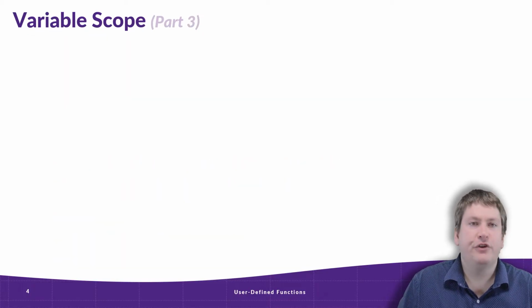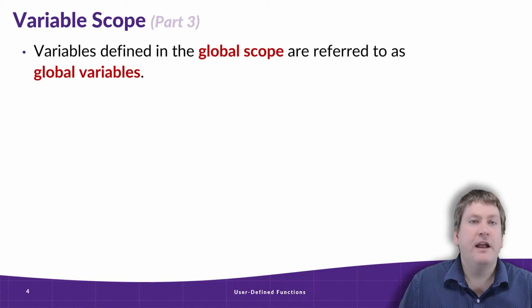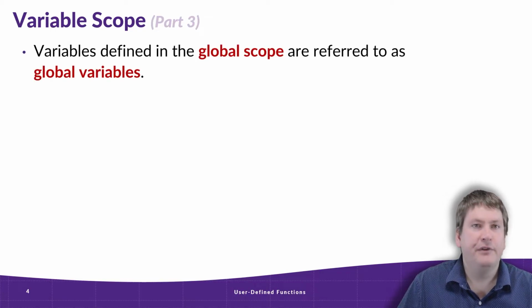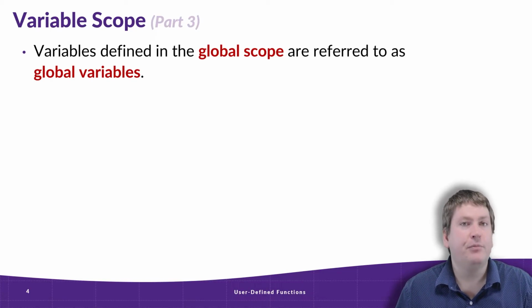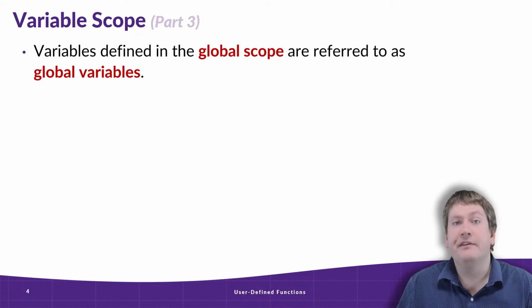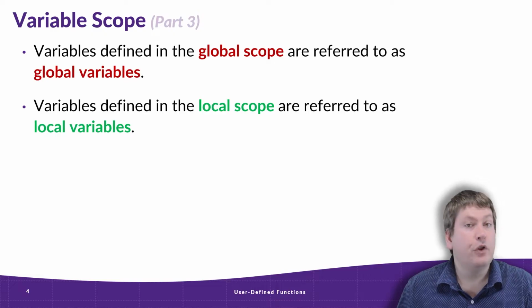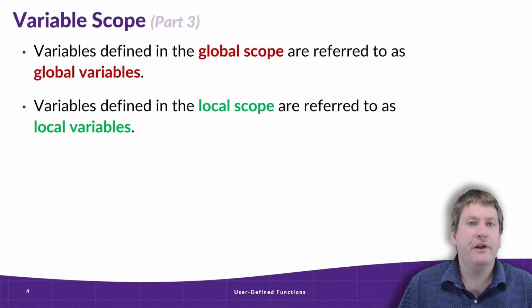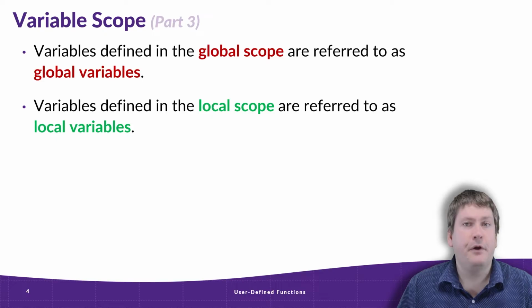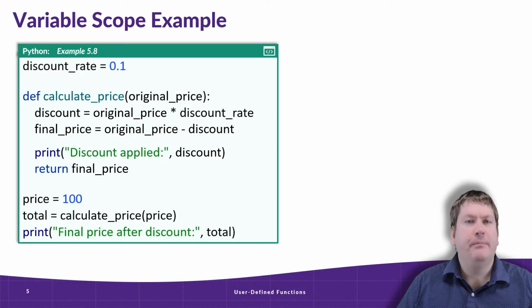Now for a little bit more terminology before we can move on, and that is the name global variables. When we refer to something as a global variable, we mean that variable is defined within the global scope. Similarly, when we're talking about local variables, we're talking about a variable that's defined in the local scope. I know that can all be a bit confusing.